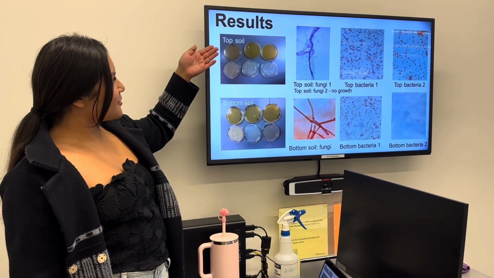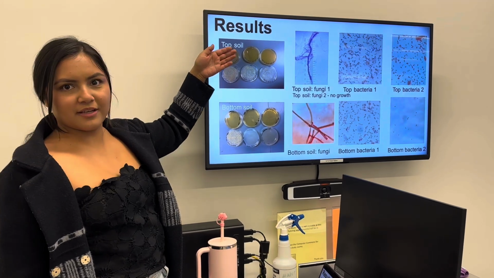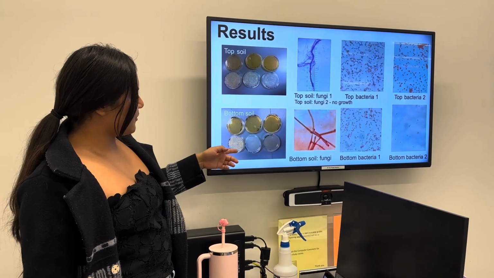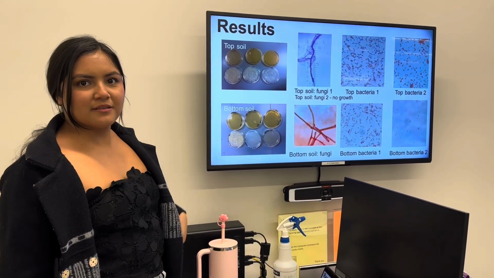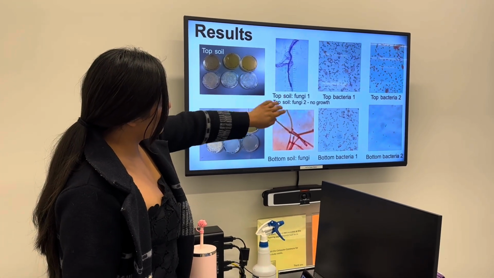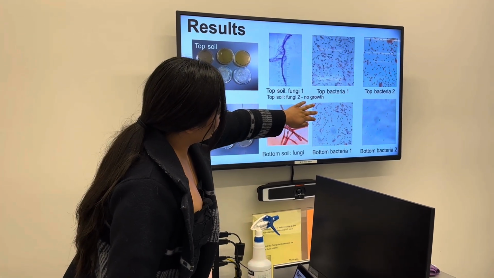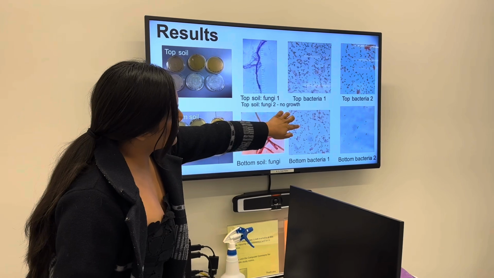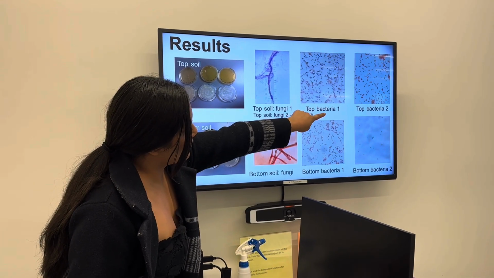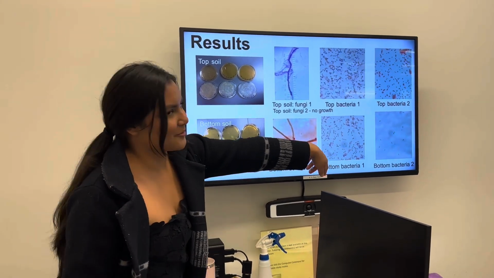Here you can see the topsoil and the SDA agar we used to grow the fungus. And over here, the bottom soil, we used AIA, and this is where you can see we grew the most microbes. Here you can see the fungus that we grew on the topsoil. This is for the bottom soil. And then these are the bacteria that we grew for topsoil and the bottom soil. We also had some gram negatives for the top bacteria, and then the gram positive for bacteria too.